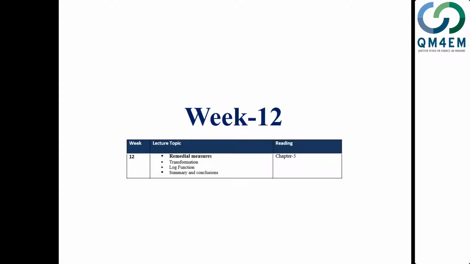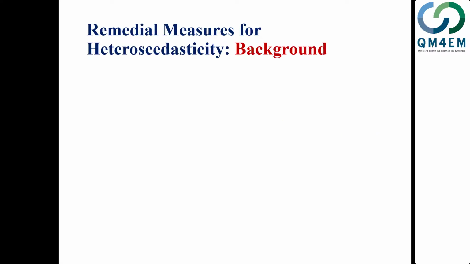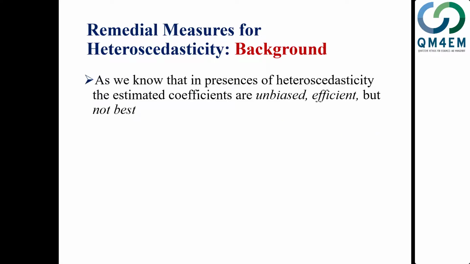Now we are going to talk about the contents of week number 12, and this week two lectures are mainly focused on the remedial measures for heteroscedasticity. You can think of heteroscedasticity as a problem in our data that has consequences on the standard errors, or the variances, of the estimated parameters, and we have to fix that problem. So in this week we are going to see how we can fix this problem. Let's start with the background of remedial measures for heteroscedasticity.